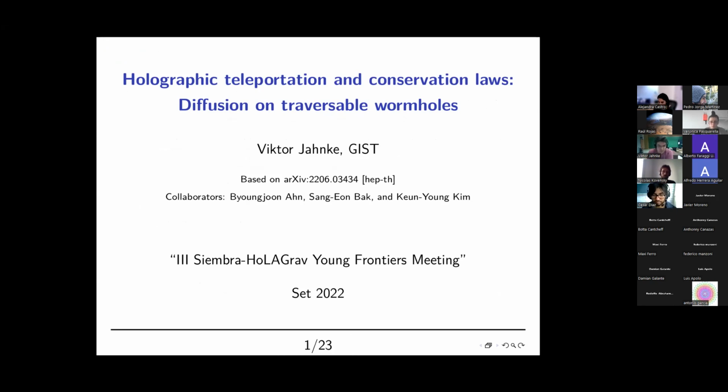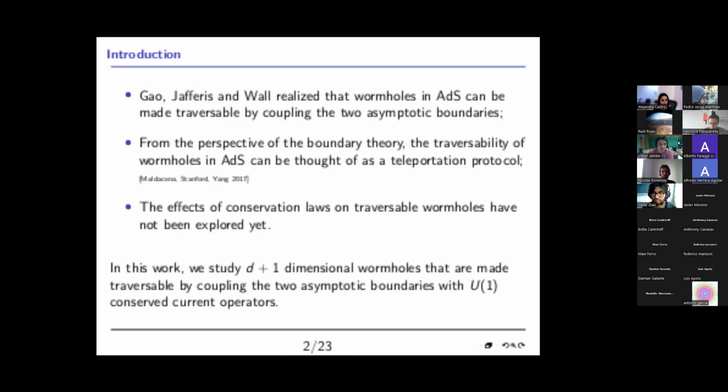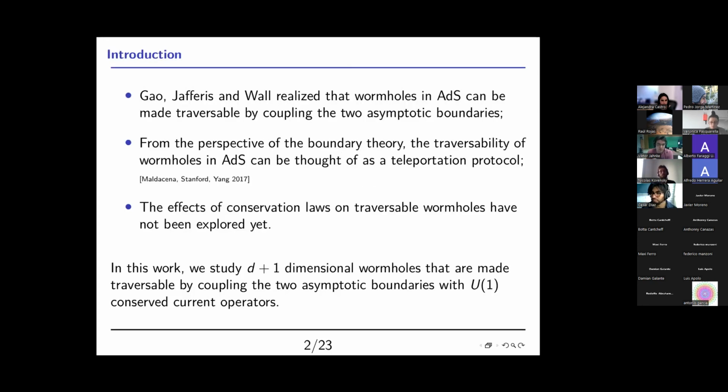Recently, Gao, Jafferis, and Wall realized that wormholes in AdS can be made traversable by coupling the two asymptotic boundaries. From the boundary perspective, the traversability of wormholes can be thought of as a teleportation protocol. This has interesting implications for studying holographic systems in the laboratory. But let me first say that the effects of conservation laws on traversable wormholes have not been explored yet.